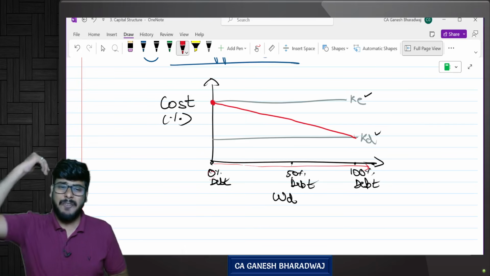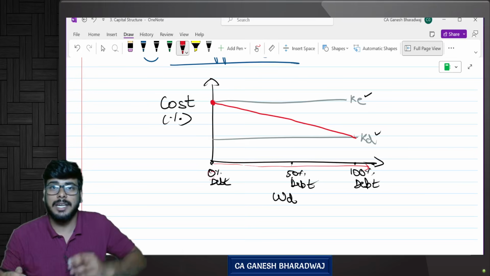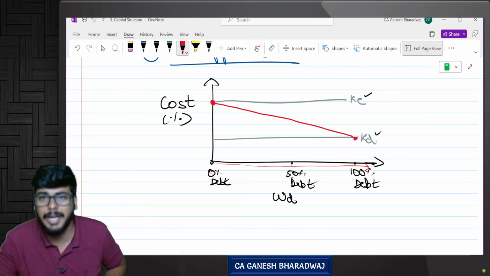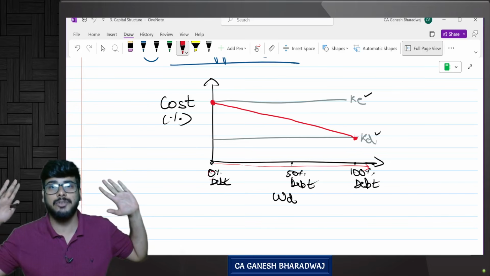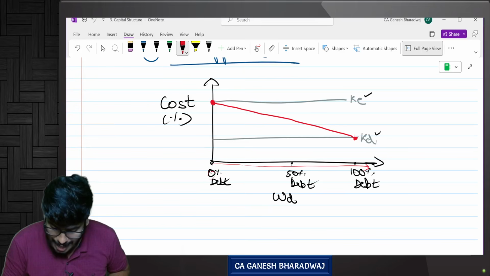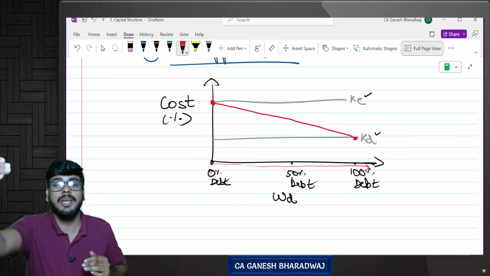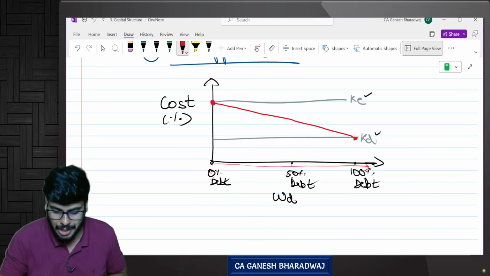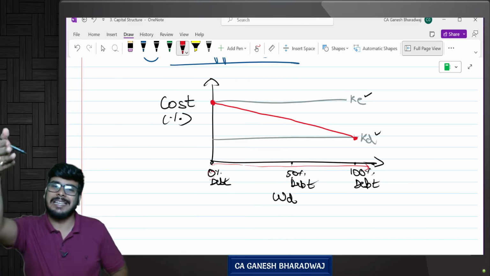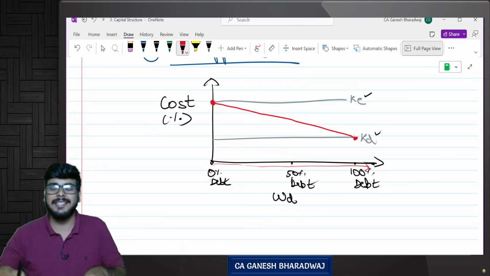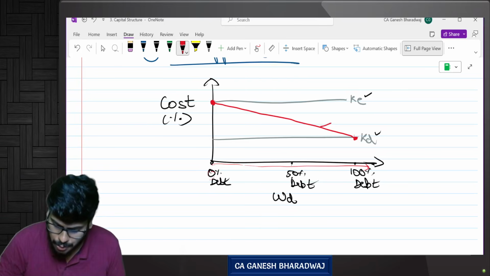Yes. Or if everything is raised through debt, then the overall cost of capital is equal to KD, correct? Why? Because debt is the only source of finance. Are you clear with this? Yes. So as I keep increasing the proportion of debt in my capital structure, my weighted average cost of capital keeps falling, and that is what this method says. This is the graph that they have given. Are you clear with this, guys?